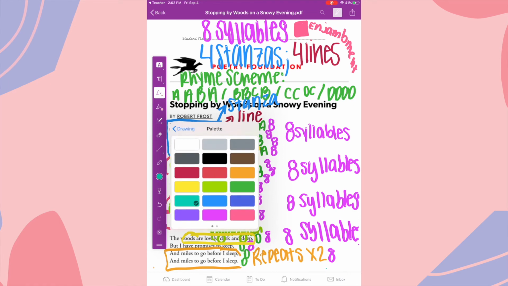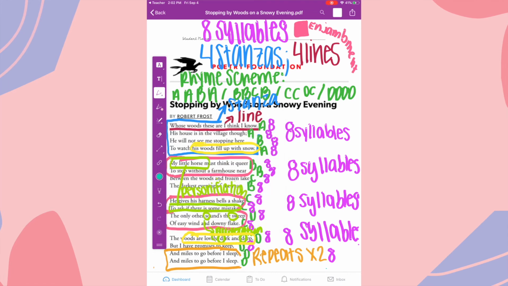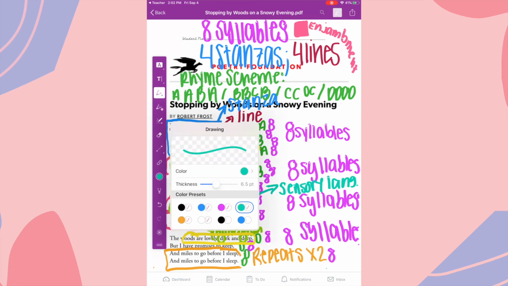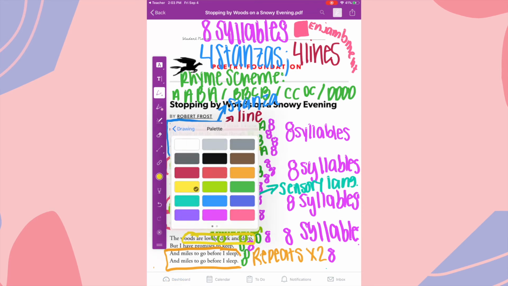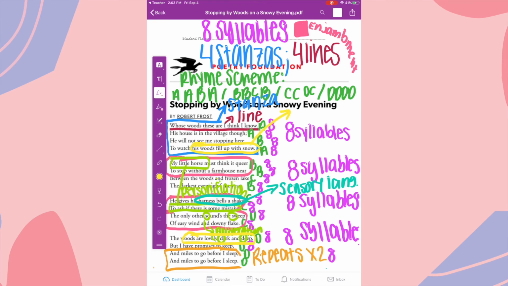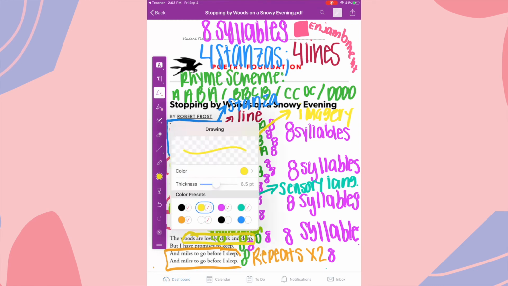There's one more sensory detail in here that really stands out, and that's going to be a sound. So "harness bells a shake." That's going to be sensory language, and that's how something sounds. Sensory language. Oops, I didn't label the other one. Let's go back. And that other piece was an example of imagery. Okay, we're doing great.